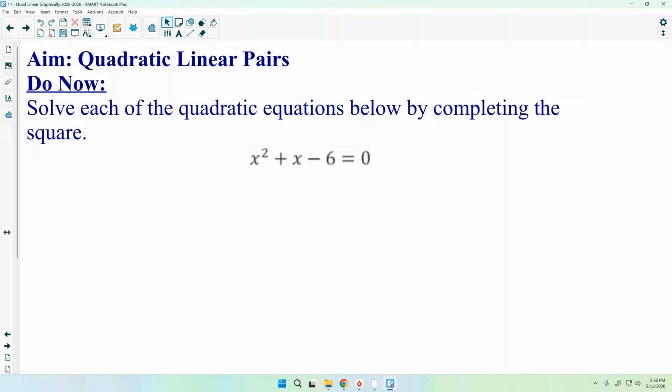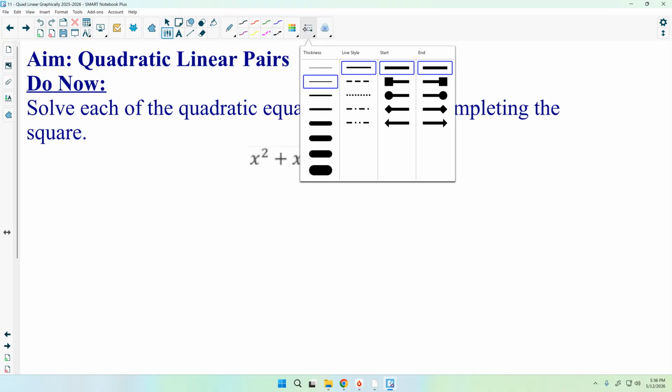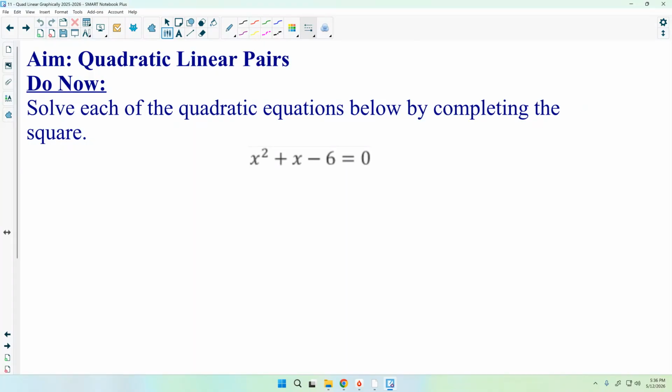So our do now is specifically asking us to solve the quadratic equation below by completing the square. So we want to find the roots. A little mixed review for us in that completing the square. Remember, when completing the square, we always want to make sure our a value is equal to 1. It already is, so we don't need to do anything with that.